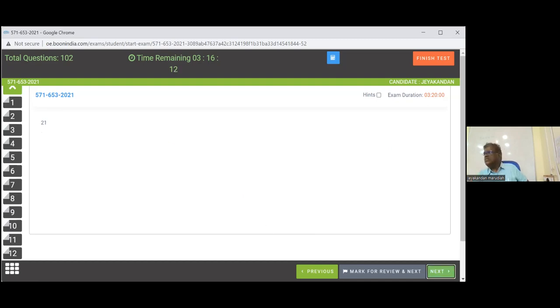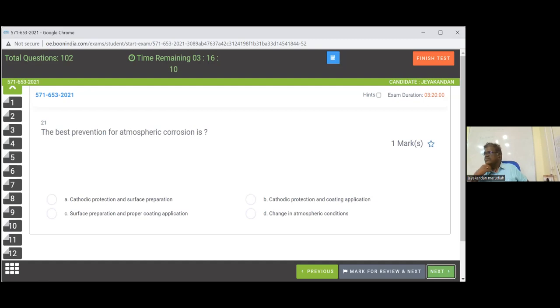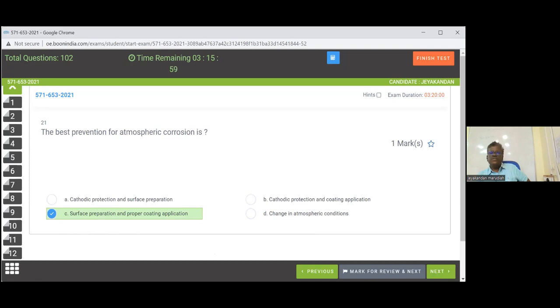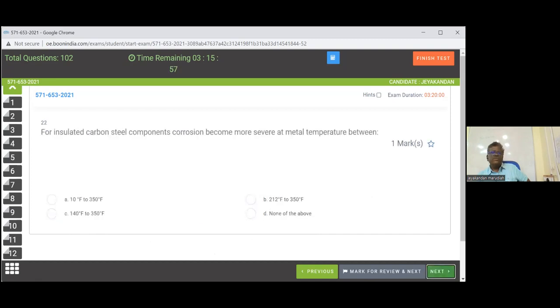Another 5 questions, each 25. The prevention for atmospheric corrosion, what can we do? Surface preparation and proper coating application. For insulated carbon steel components, corrosion becomes more severe at metal temperature between: carbon steel, it is 10 to 350. Austenitic stainless steel, 140 to 350. Duplex, 280 to 350. 212 is not there.